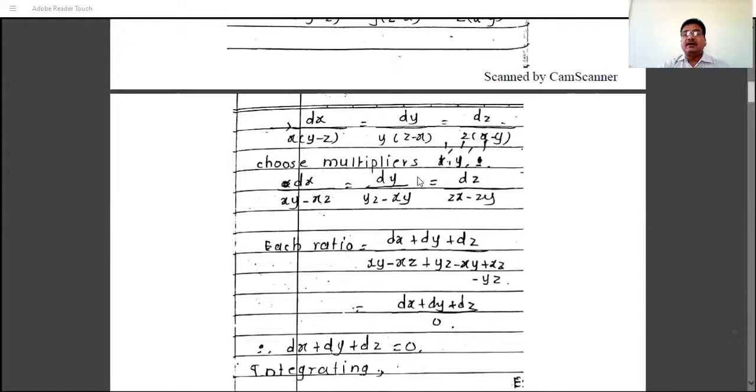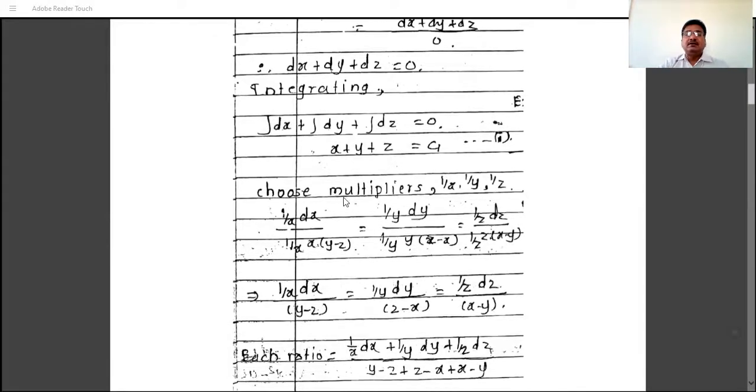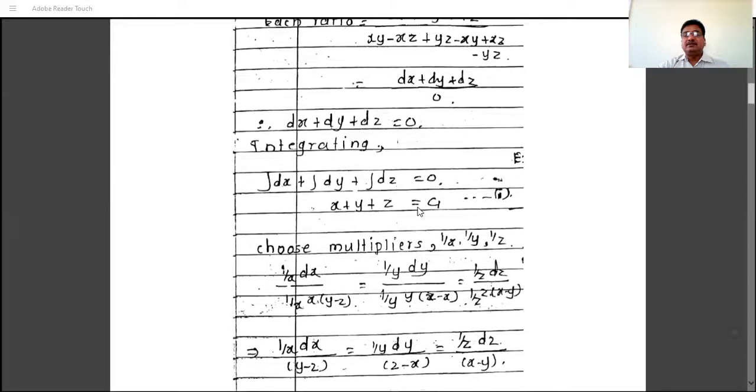So the multipliers are 1, 1, 1, and after integrating, integration of dx is x, dy is y, dz is z, is equal to a constant of integration. This is equation number 1. Then again, the same method to find the second solution, that is, choose multipliers 1 by x, 1 by y, 1 by z.